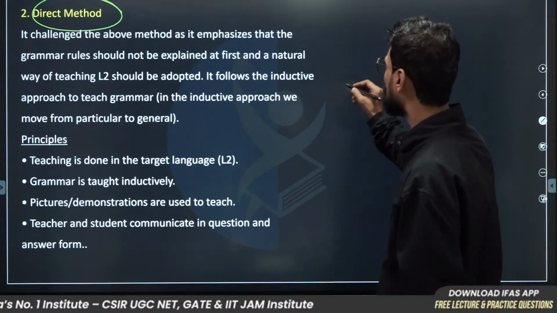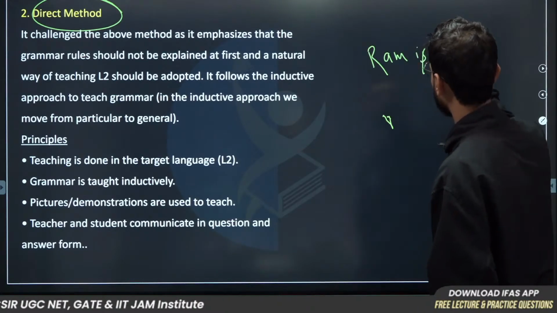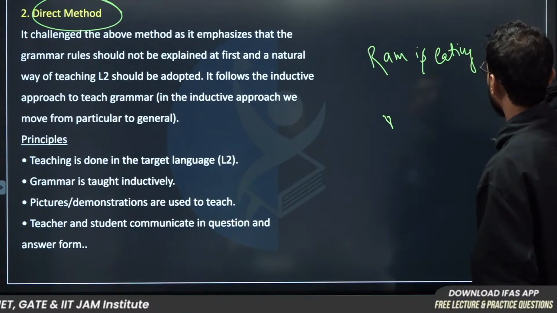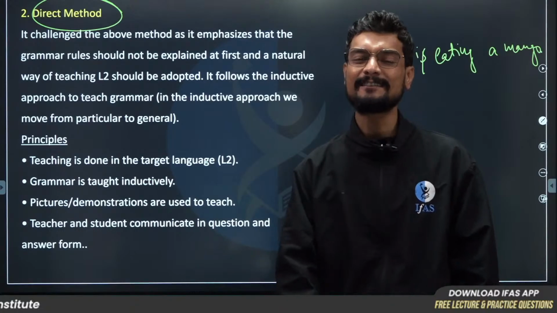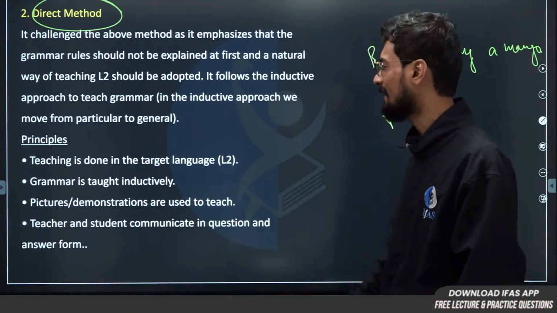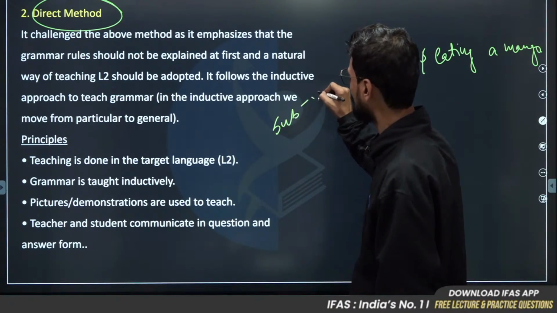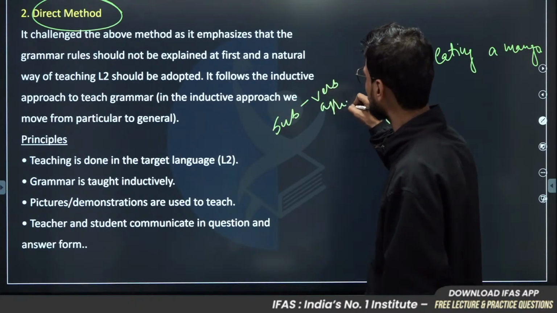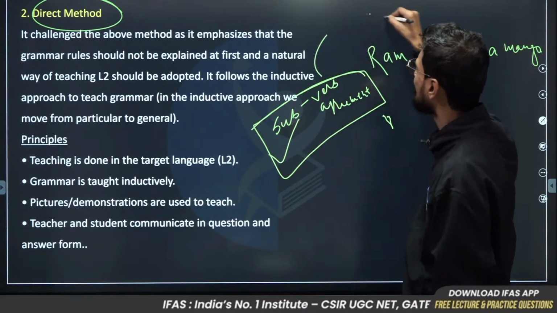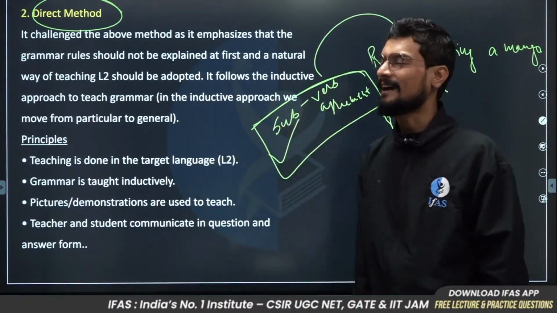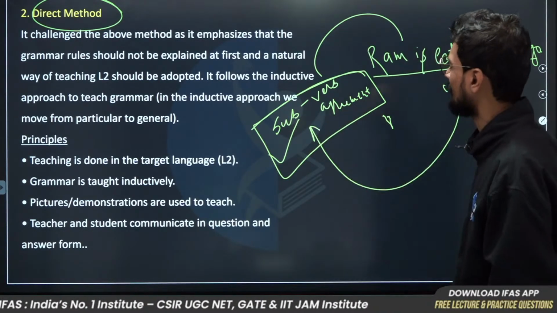Let's say I need to write here something. Let's say I'm writing here that Ram is eating a mango. Now according to the first method that we have seen, the grammar translation method, in order to form a sentence, first of all you need to have the subject and verb agreement. It means the rule that is there. So the first method will argue that first of all we need to master this rule, and then we switch over here. But this direct method argues that we need to start from here, and from here we need to produce, we need to reach this word.